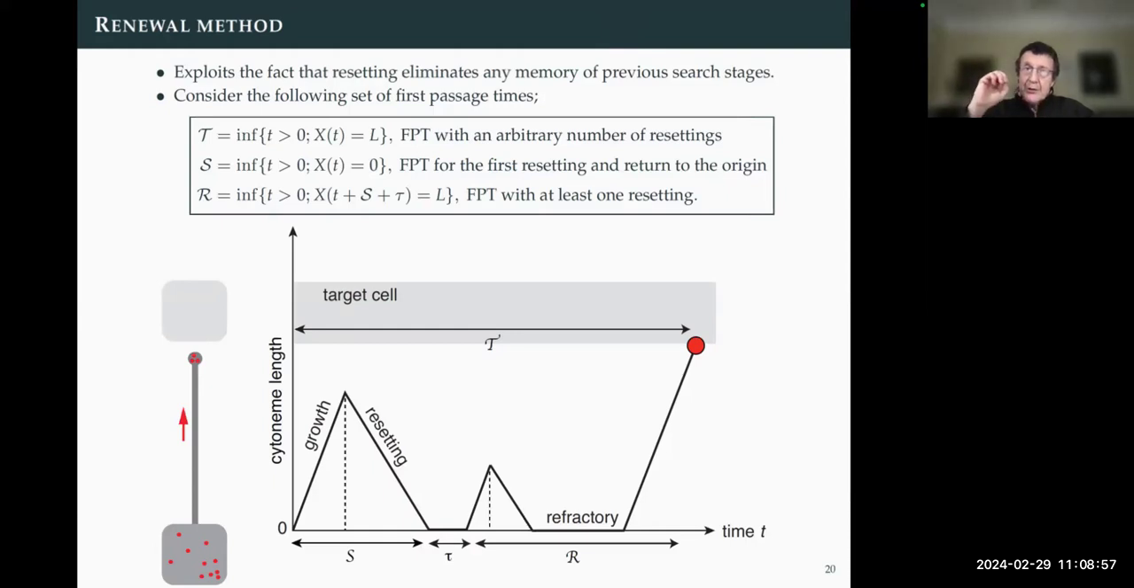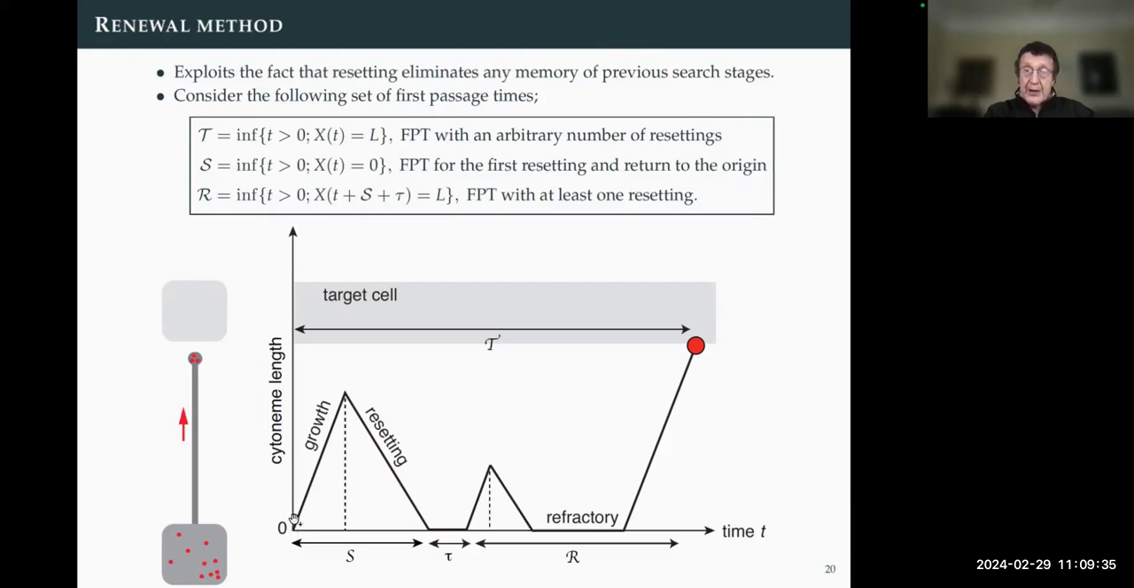So what I'm going to do is introduce different stopping times. Curly T is the first passage time I'm interested in: when do I find the target, hitting the wall at distance L? I'm going to call S the first passage time for the first resetting and return to the origin. Of course, I might find the target without resetting at all, so in that case S is infinite. And then R is the time to find the target given that I've reset once. There's a picture at the bottom that shows you the idea.